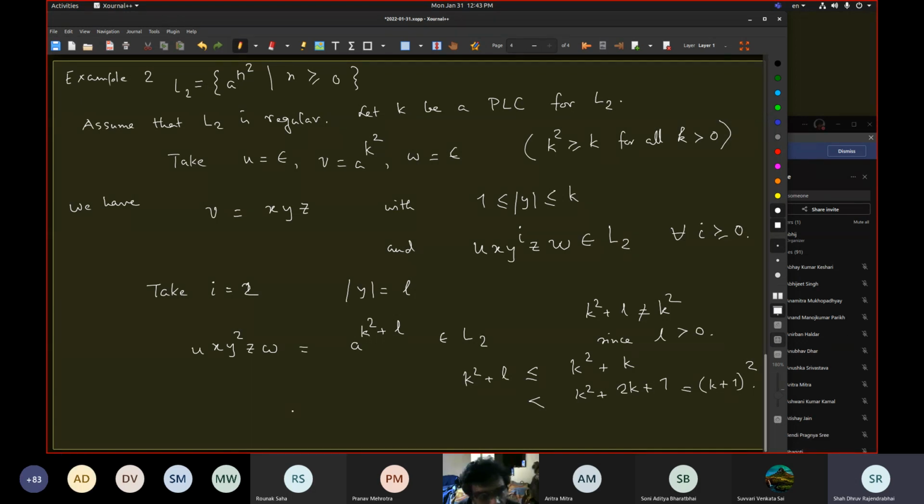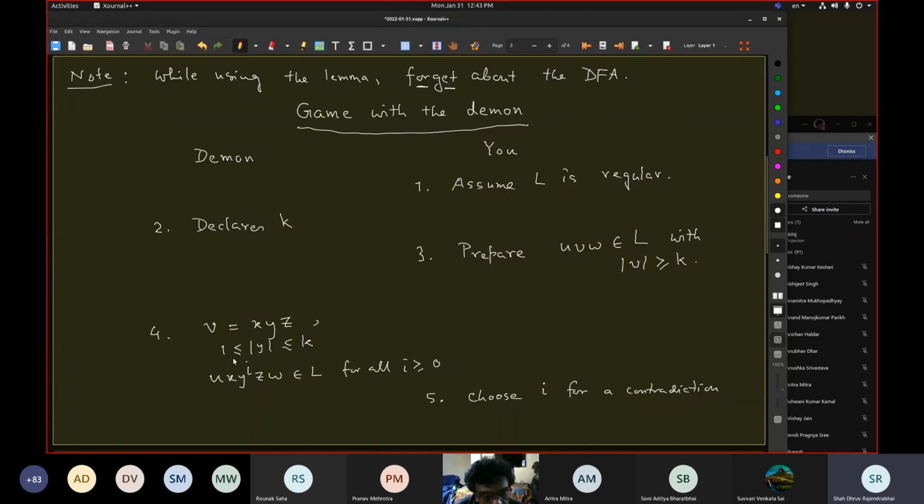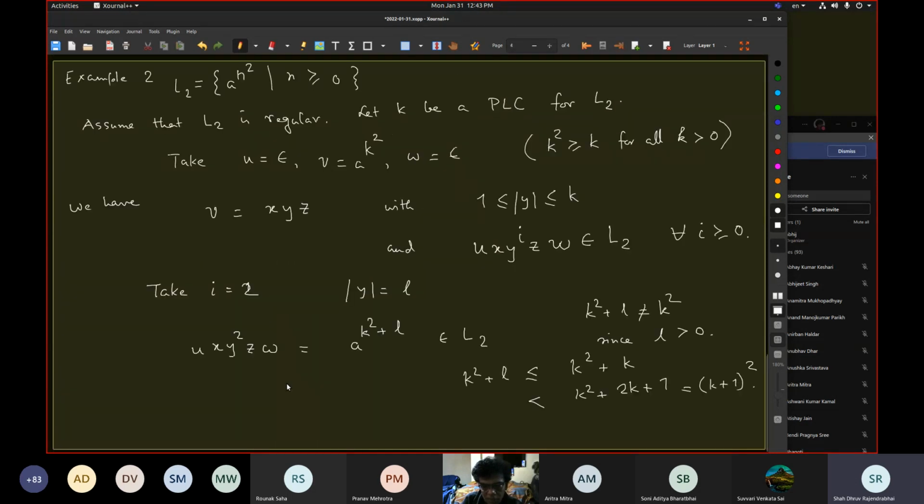Can you please once show the third part of the demo? This one. They will give you a decomposition. What exact decomposition it will give is not your choice. But you can rely upon these two conditions on the length of Y and the pumping in or out condition. And then you choose i. Happy? Good.